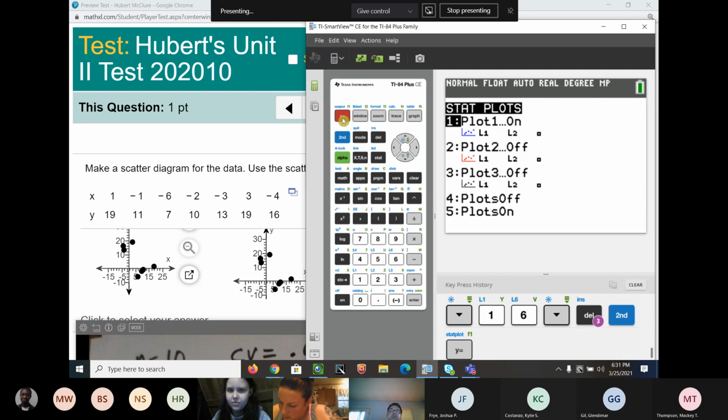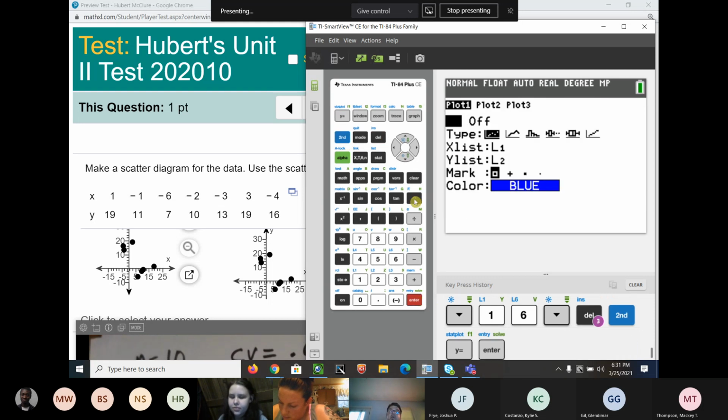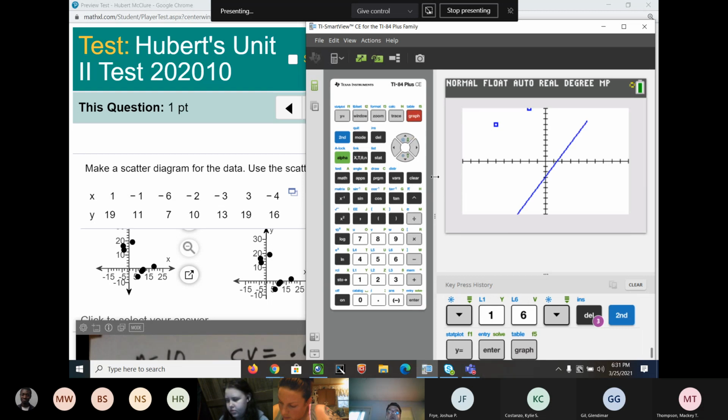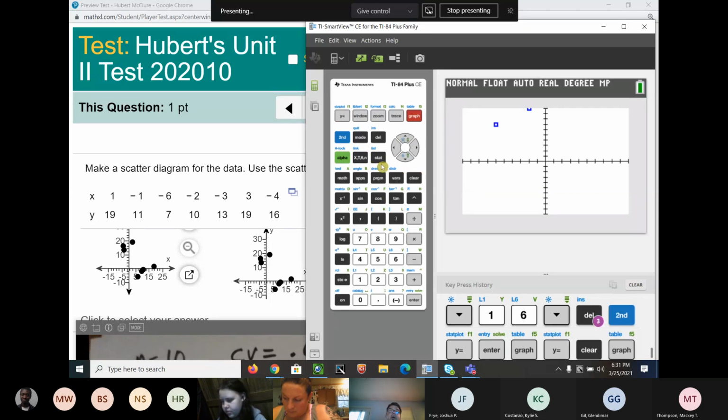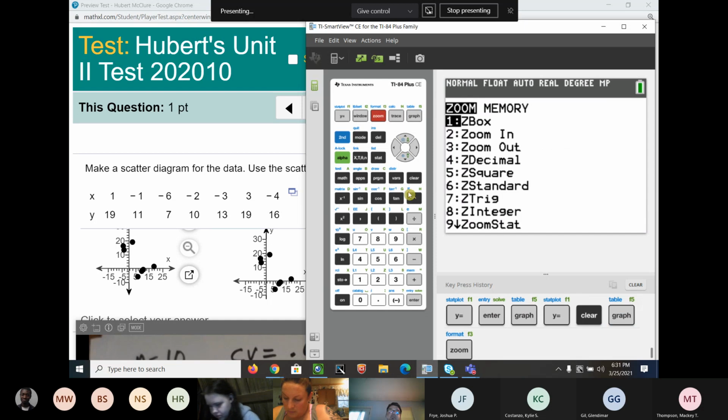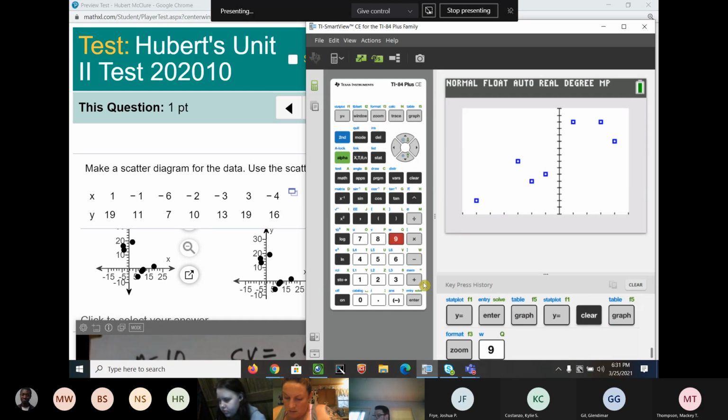Second, stat plot and graph. And I'm going to get rid of my y equals because I ain't even looked at that yet. And I'm going to hit zoom 9. There's what it looks like. So I'm going to draw that. And looks like we got 3 or 4 over here on the left. Oh, that's messed up. I didn't put that in right. And then we got 1 up here, 1 right here, 1 over here.